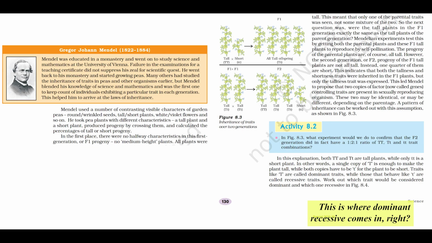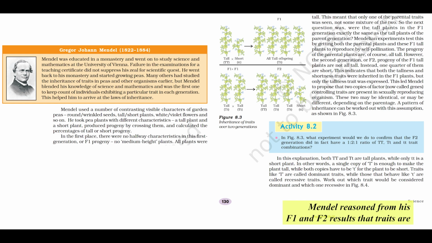This is where dominant and recessive comes in, right? This is super important for the board exams. Could you maybe slow down and explain exactly how Mendel interpreted this using factors or genes and the idea of dominant versus recessive? Use the T and t notation. Yes, let's definitely slow down and make this crystal clear. This is the absolute core of Mendelian genetics. Let's take this step by step.